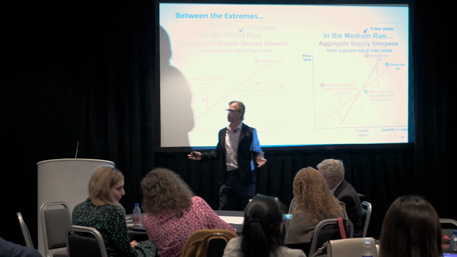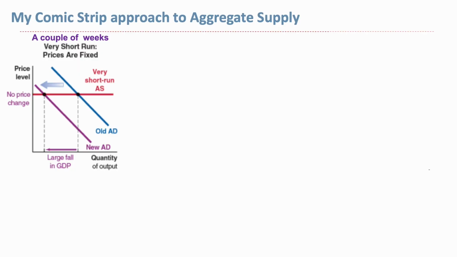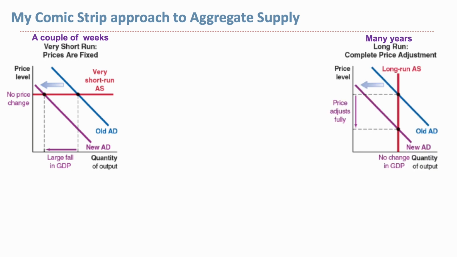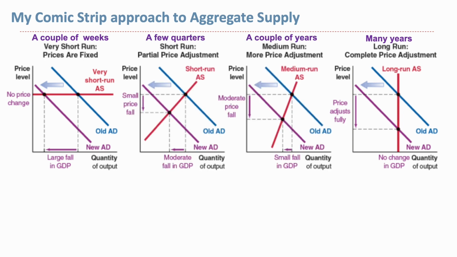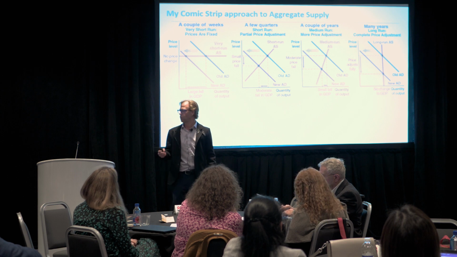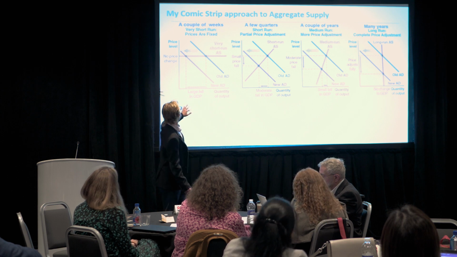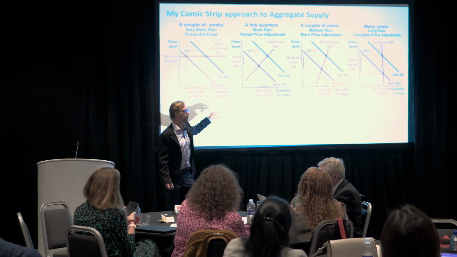Now we've got a whole family of aggregate supply curves, and this yields what I call the comic strip approach to AD-AS. Let's start with, we know what happens in the very short run. The AS curve is horizontal. We know what happens in the long run, it's vertical. In between, it becomes more steep. Now we've got our comic strip set up. All we need to do is say, what happens if there's a decline in aggregate demand? Which I've already shown on each of these graphs, right?